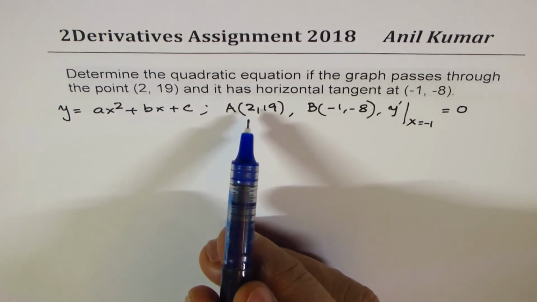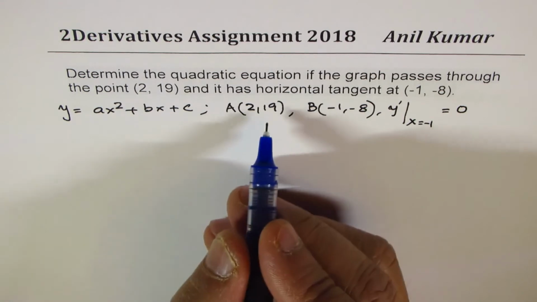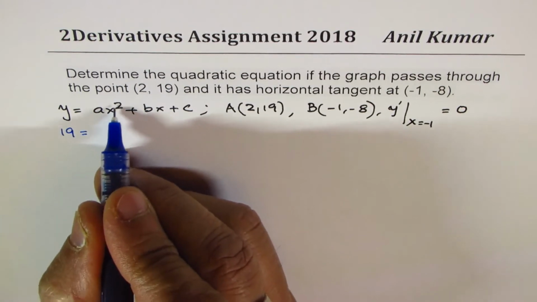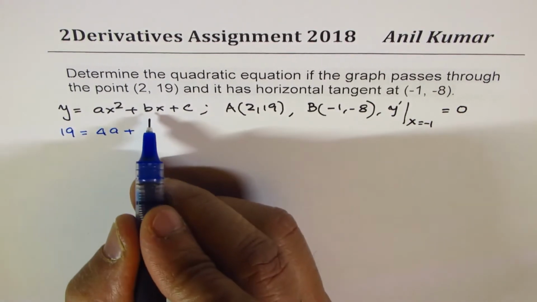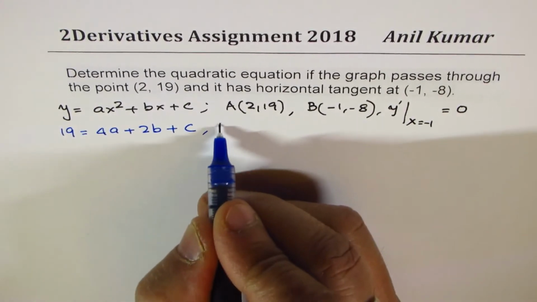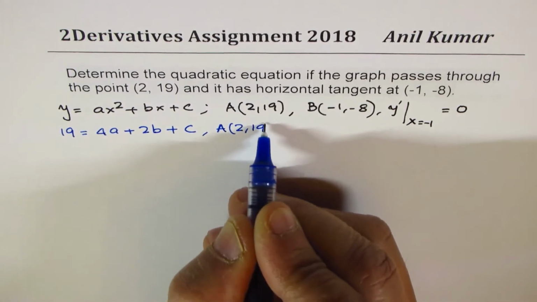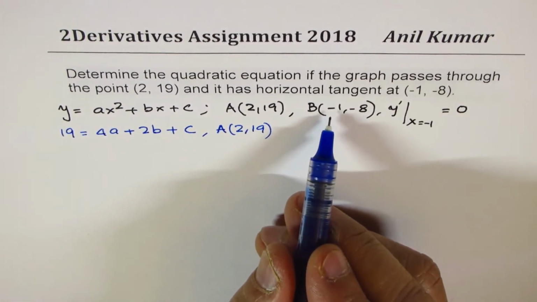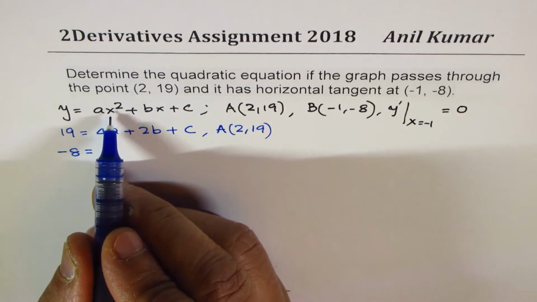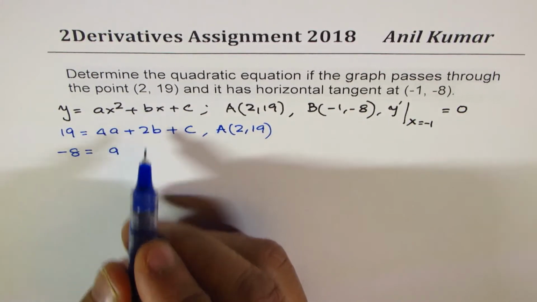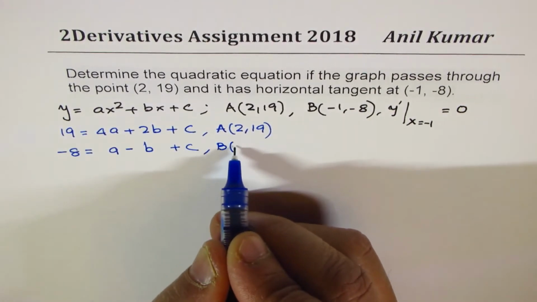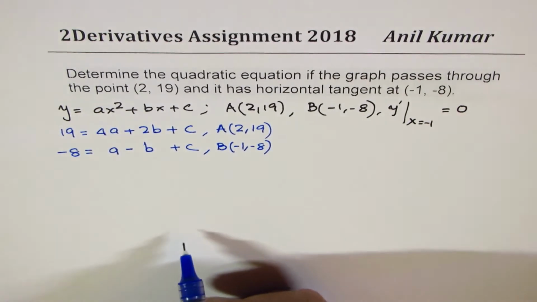Let us substitute the first point (2, 19) to find one equation. 19 is the y value. So we get 19 equals, 2 is your x value, so 2 squared is 4, so we get 4a plus 2b plus c. Is it okay? So that is when we substitute point A, (2, 19). So we get one equation. Now we'll substitute minus 1 and get minus 8. So we have minus 8 equals, when I substitute minus 1, the square becomes positive, so we get a here, but this makes it minus b, plus c, right? This is when we substitute the point B, which is (minus 1, minus 8).